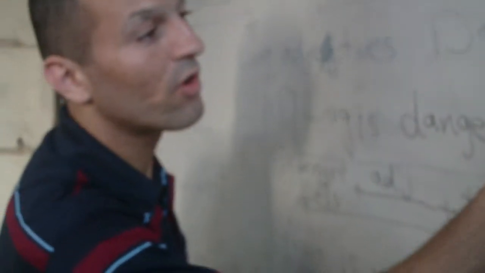The grammar rule will be the most or the least plus the adjective. Plus the adjective. Okay, I have dog, wolf, and lion.